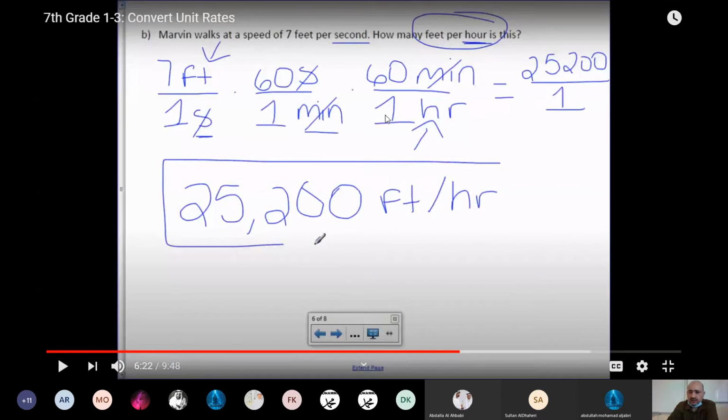Now the unit up we have is feet, and the unit down we have is hour. So the last answer here is 25,200 feet per hour. Continue.